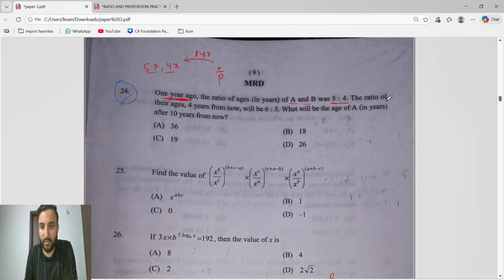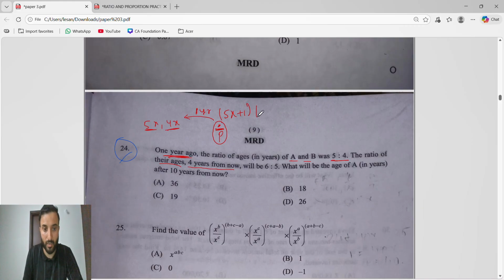Now they said the ratio of their ages 4 years from now. Guys, 4 years from now means 4 years from the present. So 5x and 4x are their ages 1 year ago. So what will the present be? Present will be 5x plus 1 and 4x plus 1, because 1 year ago it was 5x and 4x.